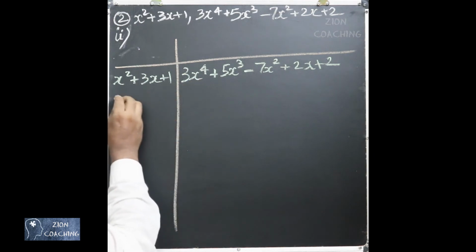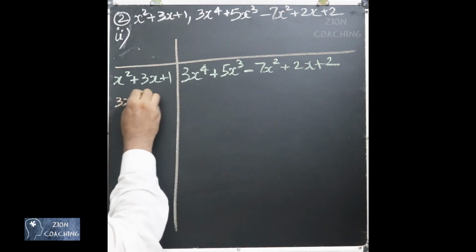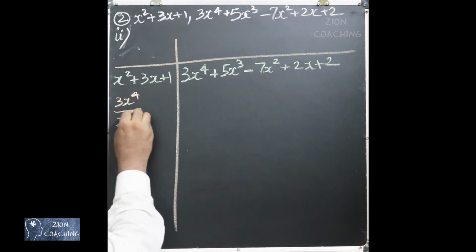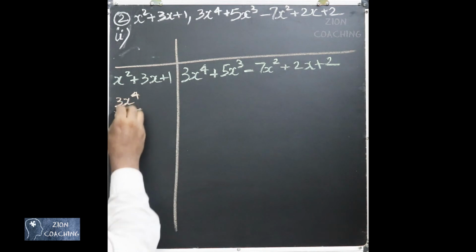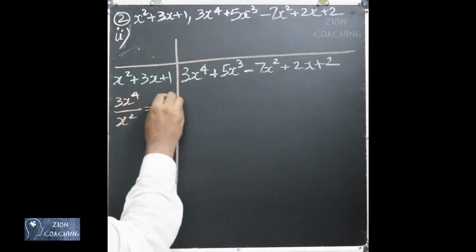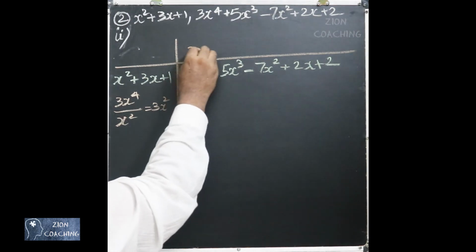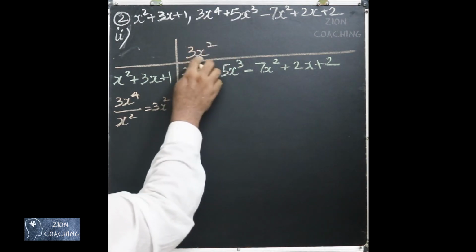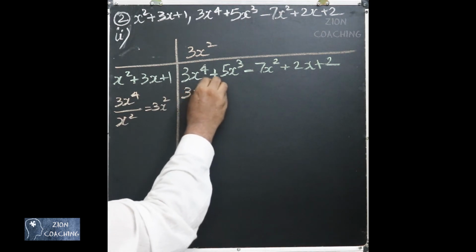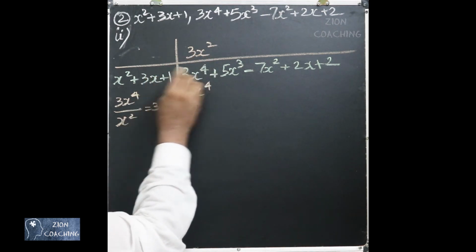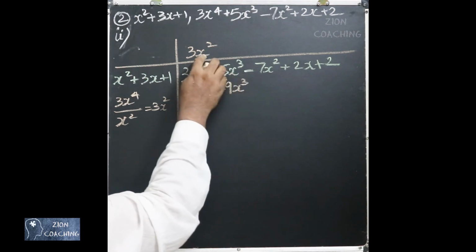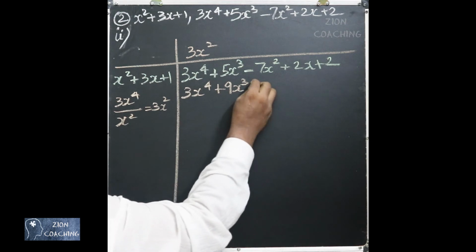The first term here is 3x power 4. We are dividing by the first term here, x squared. So 3 divided by 1 is 3, x power 4 divided by x squared is x squared. We are going to multiply the entire divisor by 3x squared. 3x squared into x squared is 3x power 4. 3x squared into 3x will be 9x cube. 3x squared into 1 will be 3x squared.